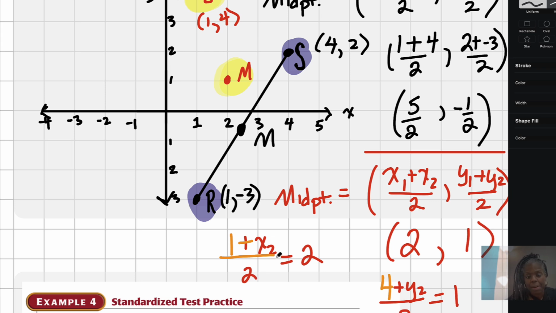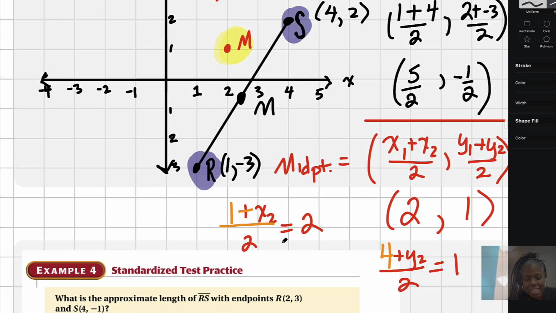1 plus some number divided by 2 is 2. You might be able to guess and check it, and that would be pretty simple. You could look for a number that you put in here. When you divide it by 2, you get 2. That number is going to be 3. But let's say that's a little challenging.